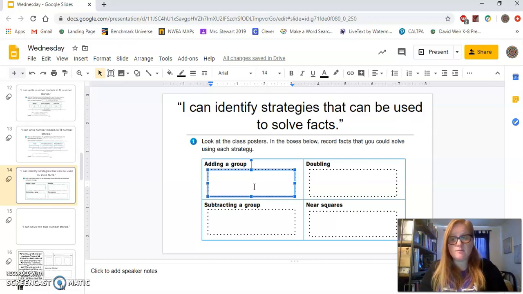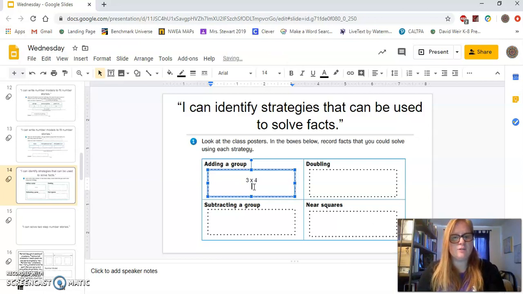I could add 2 groups to the 5, and that way I am getting to 7 times 6. I could do adding a group to almost any fact. So if you needed to find out what 3 times 4 is, and you know what 3 times 3 is, you can add another group of 3 to get to 3 times 4.